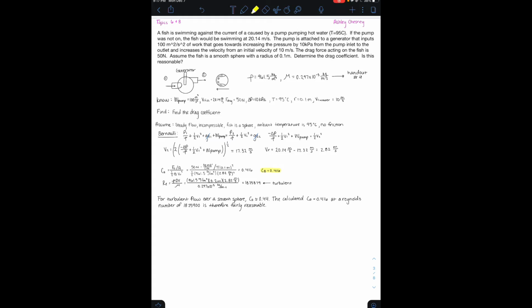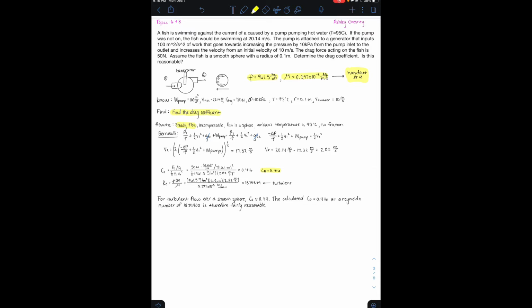Then to demonstrate topics 6 and 8, which are pump analysis and external fluid flow, we used a system of a spherically shaped fish that is swimming towards a pump that is powered by a generator that is pumping water towards it. To solve this, we need to find the drag coefficient, which is what we're looking for. We need the density and the viscosity of water, which is found in handout 4.